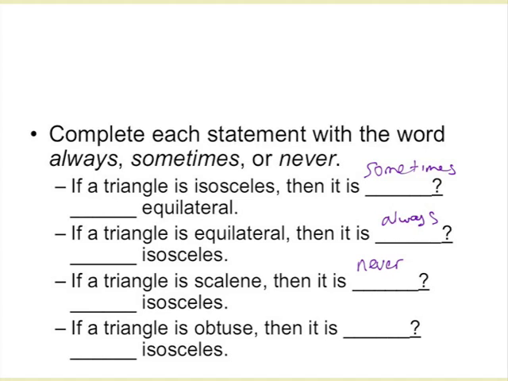If a triangle is obtuse, then it is blank isosceles. What does obtuse mean? One angle bigger than 90. So I could have one angle bigger than 90 and have two sides match up, or I could have one angle bigger than 90 and not have two sides match up. Questions?